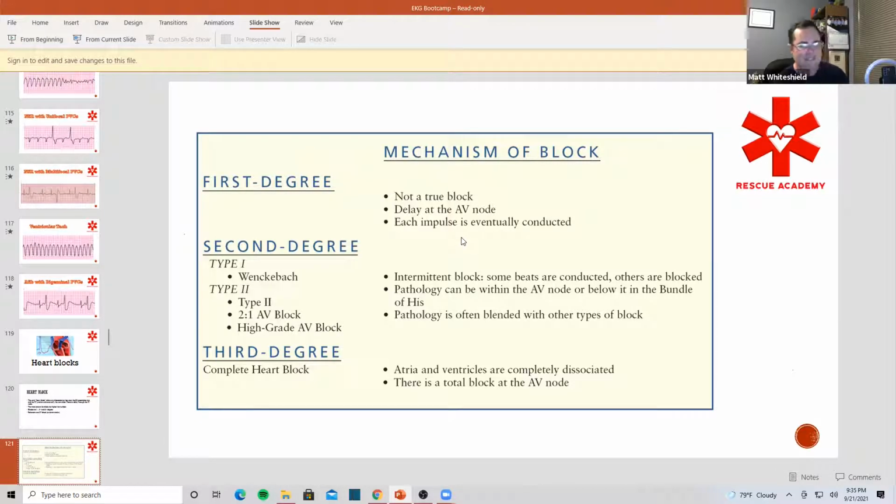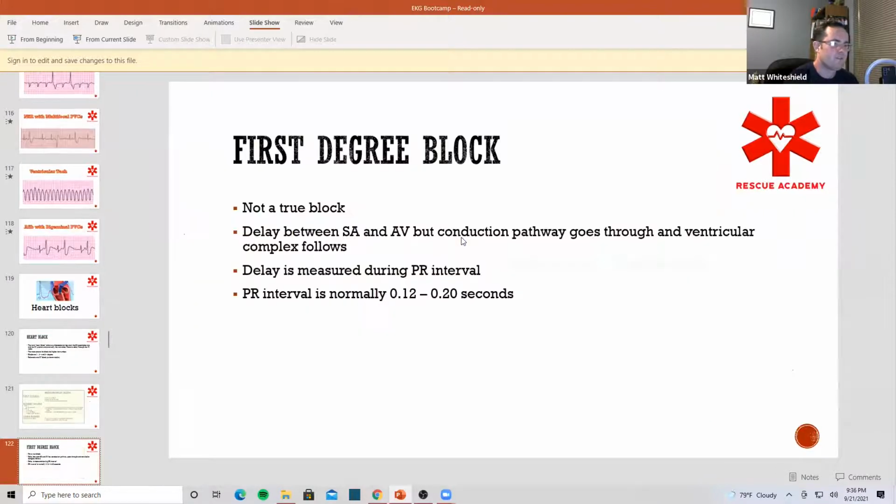Now, the last block is a third degree or complete heart block. Atrium and ventricles are completely dissociated, so they don't correlate together at all. Now, we looked at so many other EKGs where you see that the P waves precede the QRS complex, and it is that way every single time. In a complete heart block, it does not go by those rules, right? There's a total block going on.